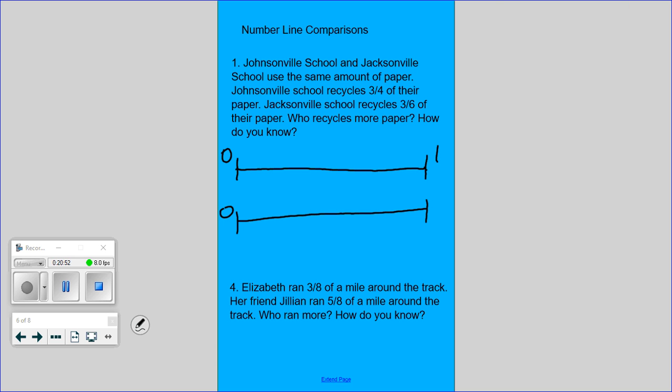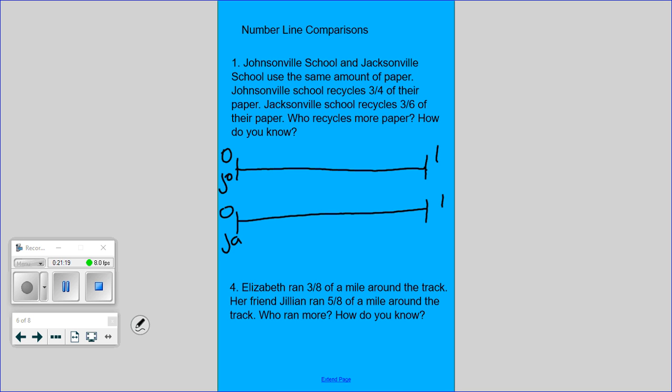0 and 1 whole. Let's make the first one Johnsonville, and we're going to put J-O. And then J-A to represent Jacksonville, since they both start with the same first letter. Okay. So we know Johnsonville recycles 3/4 of their paper.